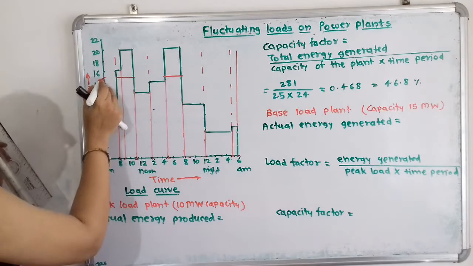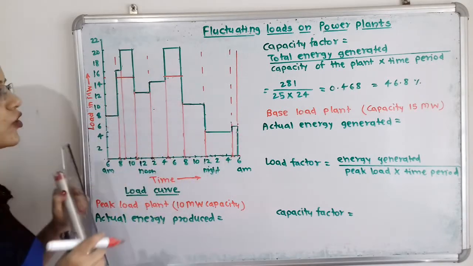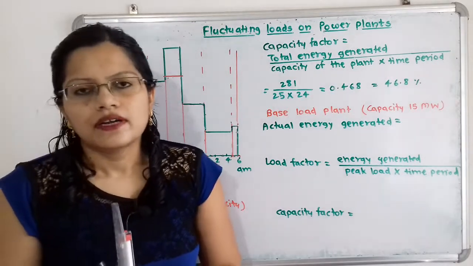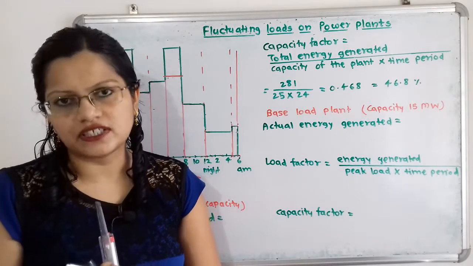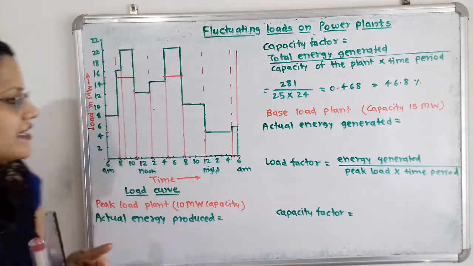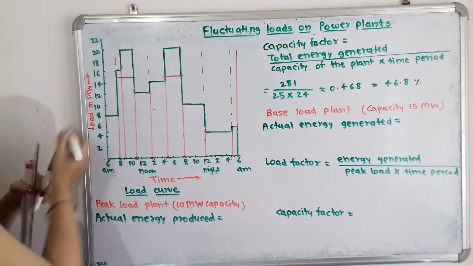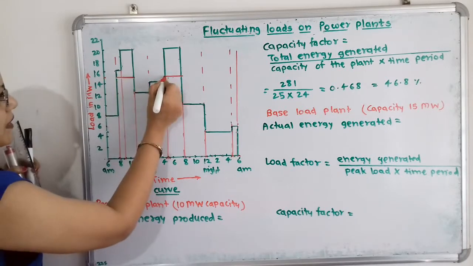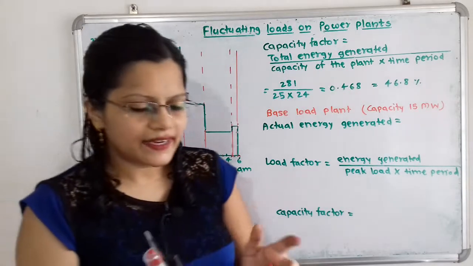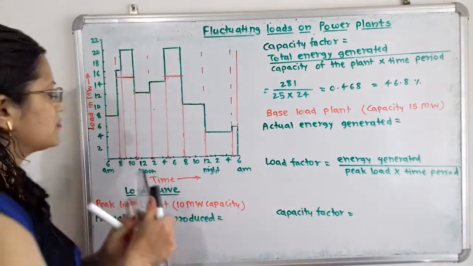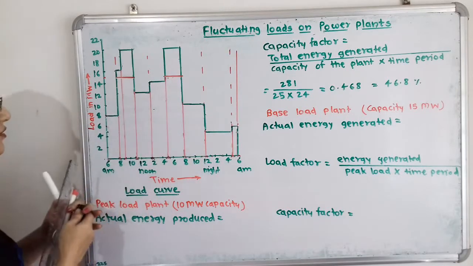So below this 15 megawatt, all this area shown by the load curve is the area for this base load plant. So what is the actual energy generated? Actual energy generated is nothing but the area under the curve. So if we observe this, this is the area below this 15 megawatt. Now we will write this area under the curve. So this total area is nothing but the area of these different sections.